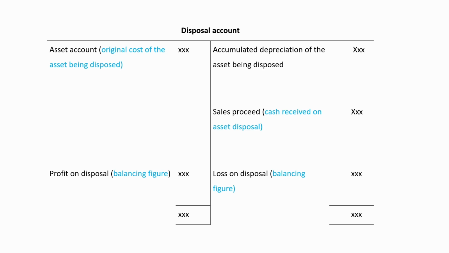So compare the debit and the credit. If the credit side is higher than the debit side, the balance will be on the debit side, and we are going to call it profit on disposal. That is the balancing figure. But if the debit side is higher than the credit side, the balance will be on the credit side, and we are going to call it loss on disposal. That is the balancing figure. That is the disposal account. As long as you remember the format, it is very easy to calculate profit or loss on disposal.